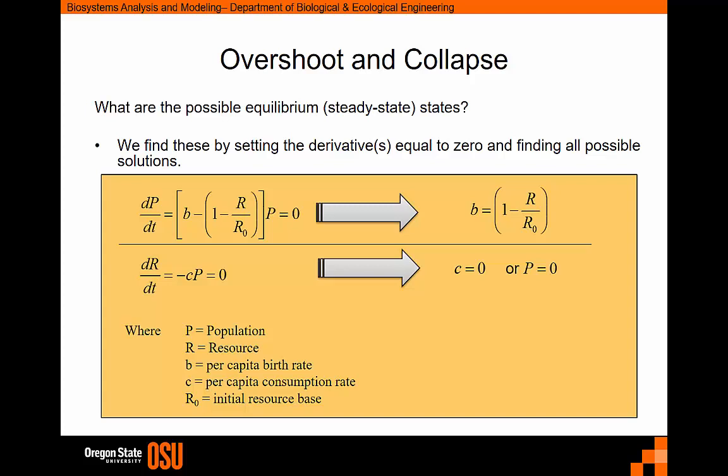For example, in the overshoot and collapse example, equilibrium points exist when C is equal to 0 or P is equal to 0, implying no consumption and hence no change in the resource level. And the per capita birth rate is equal to the per capita mortality rate, implying no net change in the population. Under these conditions, the system will be at steady state. We can easily identify these points by solving the state equations at steady state. Keep in mind that for nonlinear systems, there may be 0 or more solutions to the steady-state equations, and therefore 0 or more equilibrium points.